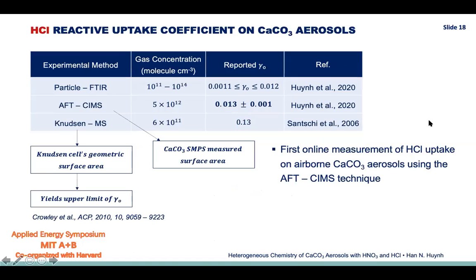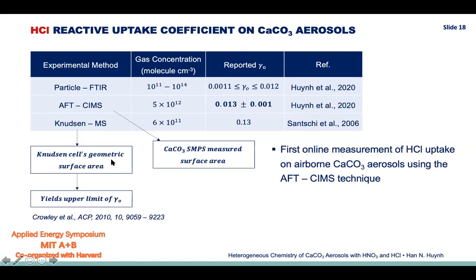For HCl gas uptake on calcite aerosol, in the literature, there's only been one other study, by Sanchi et al., under similar conditions, shown here in the last row of this table. This study resulted in an uptake coefficient 1 order of magnitude higher than our result, 0.13 versus 0.013. This discrepancy could be due to several factors, including the differences in our techniques.